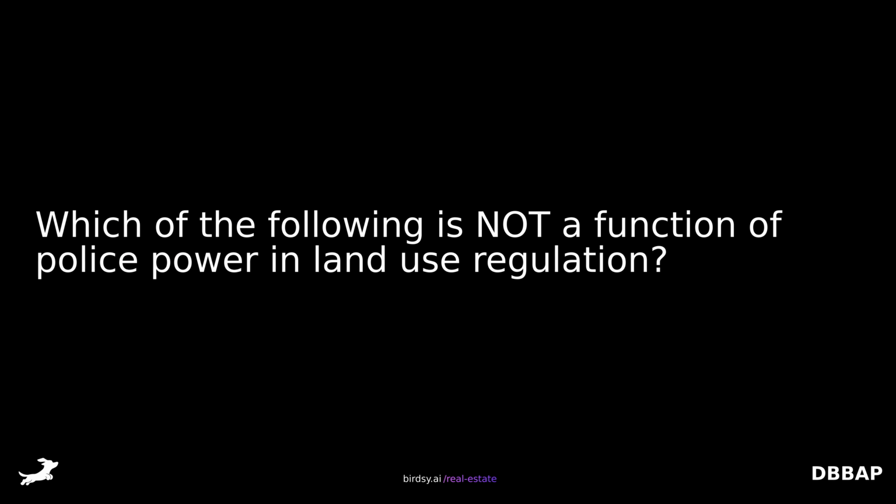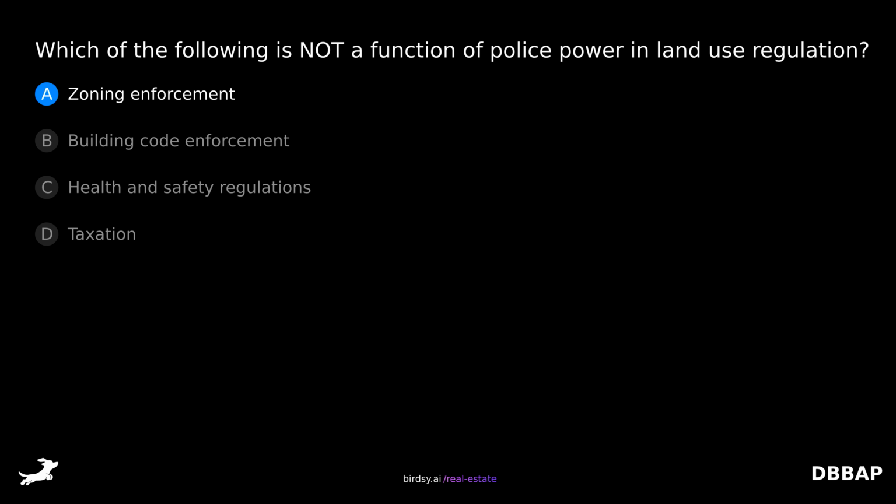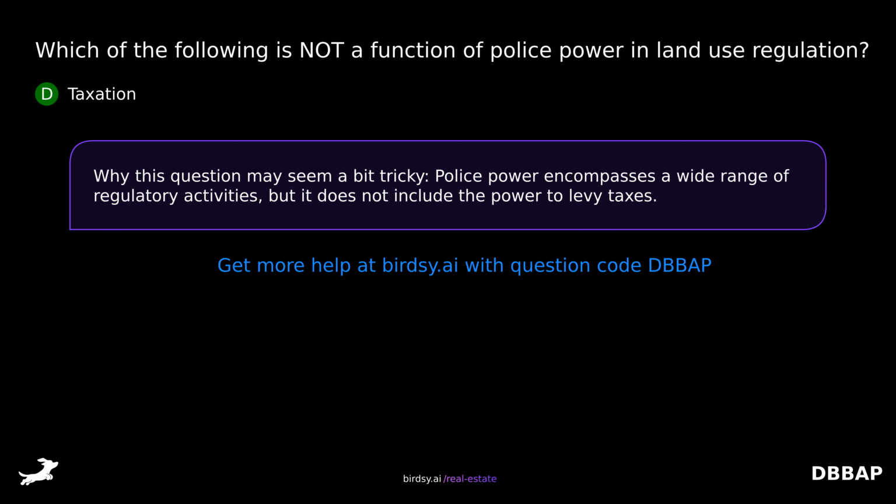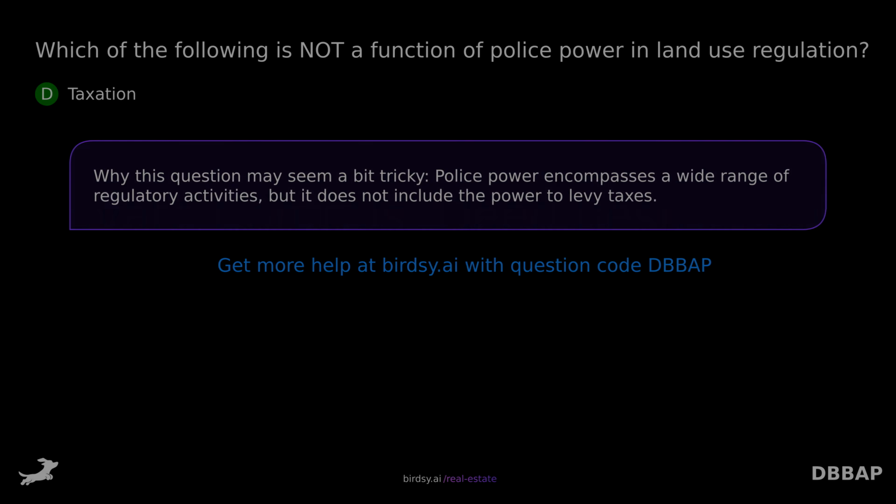Which of the following is not a function of police power in land use regulation? Is it A, zoning enforcement, B, building code enforcement, C, health and safety regulations, or D, taxation? The answer is D, taxation. Why this question may seem a bit tricky: police power encompasses a wide range of regulatory activities, but it does not include the power to levy taxes.